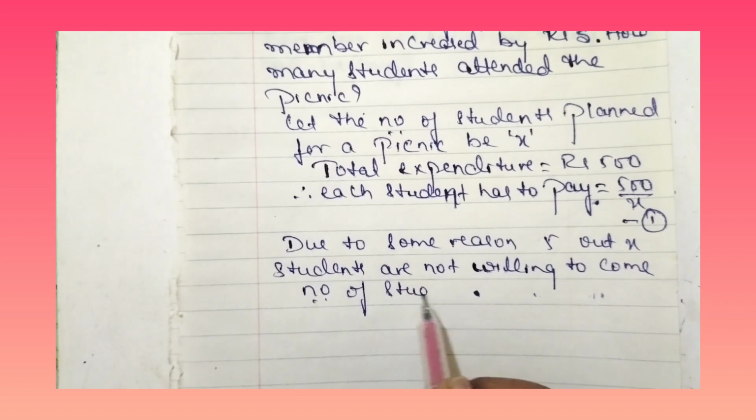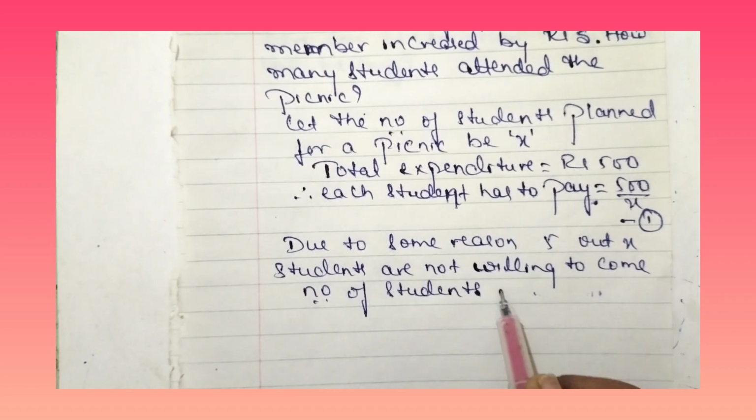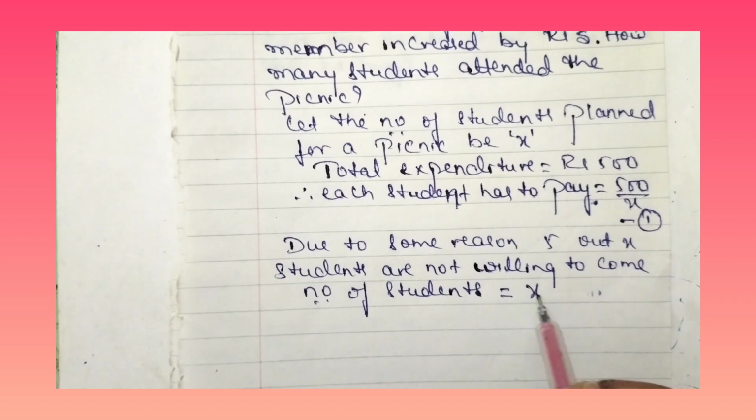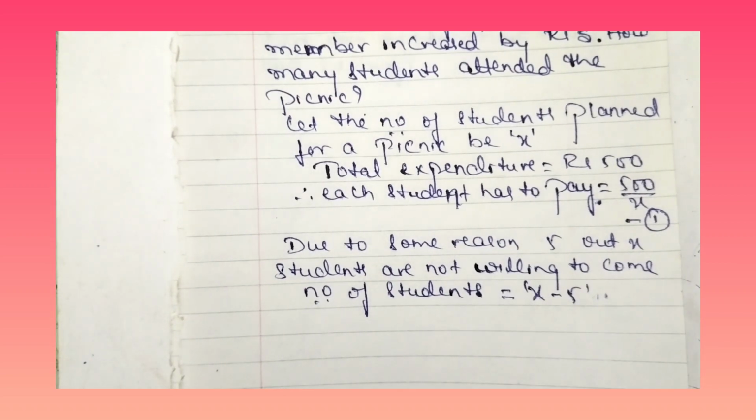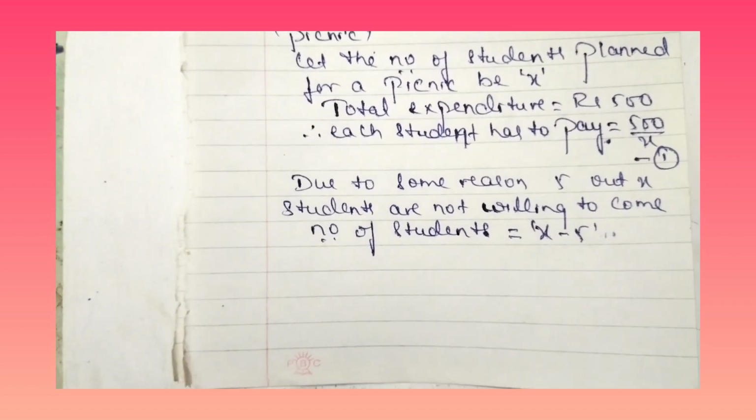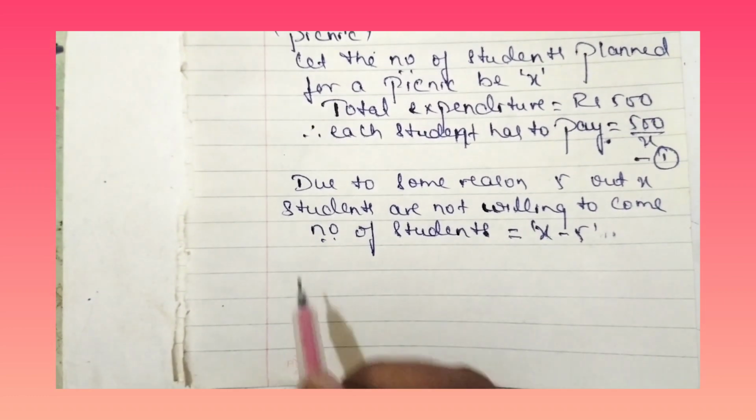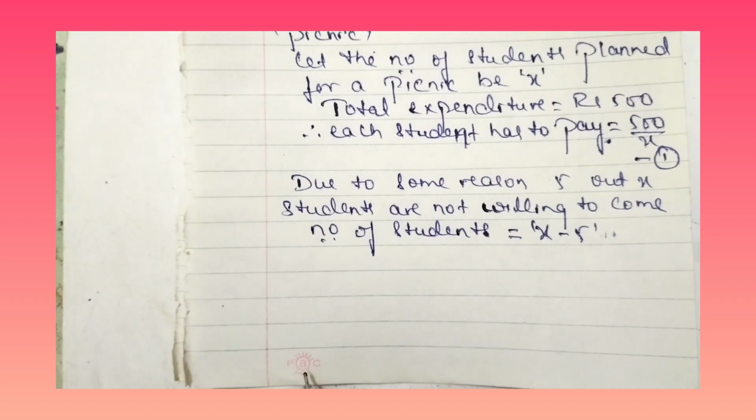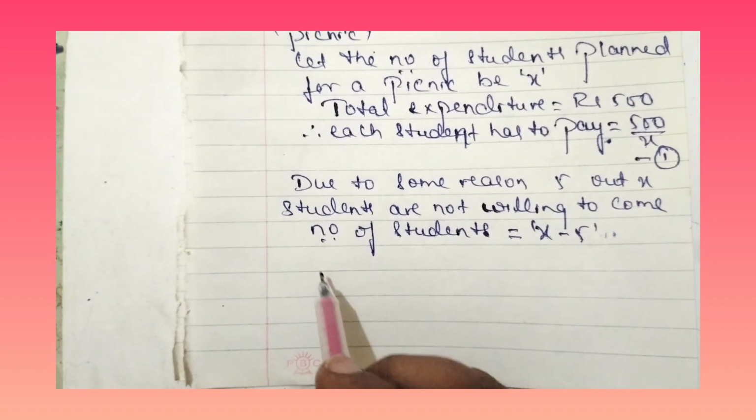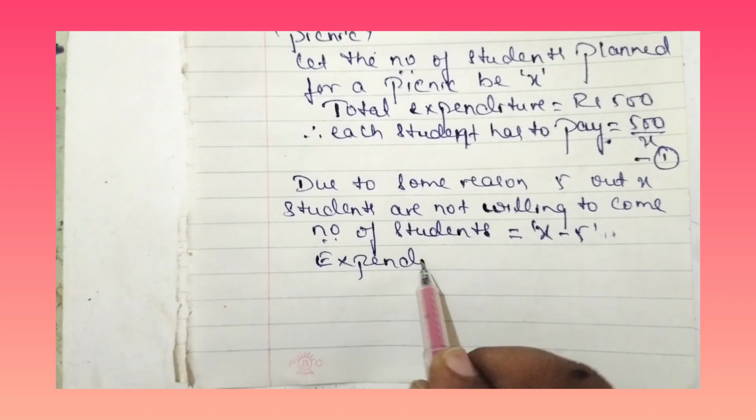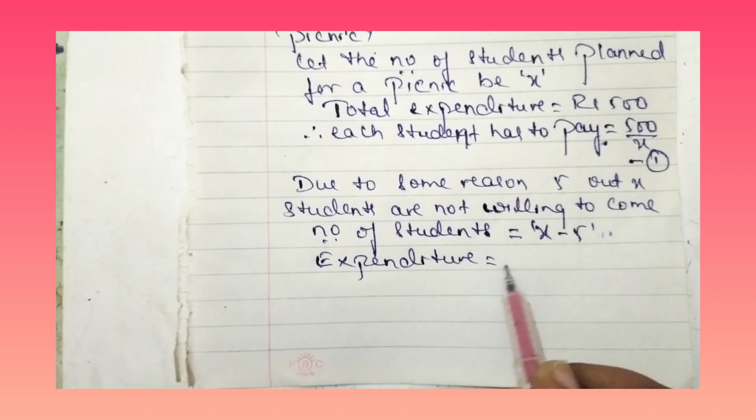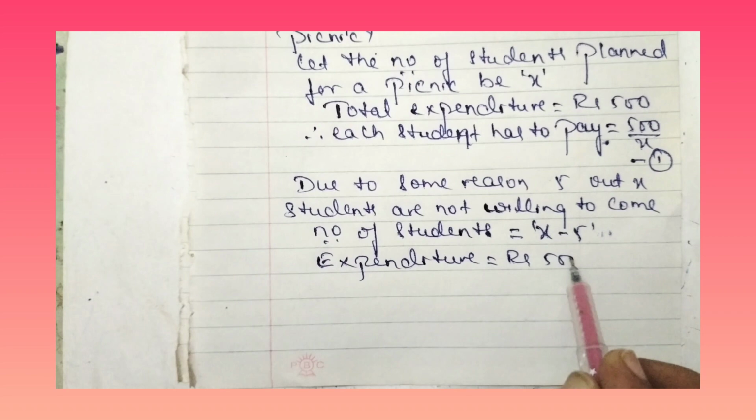Now the number of students decreases from x to x minus 5. How many students are willing now? x minus 5 students are willing for a picnic. But the expenditure will remain the same. The students who remain have to pay more. So expenditure will be rupees 500 only, no decrease in expenditure. The expenditure remains the same, rupees 500.